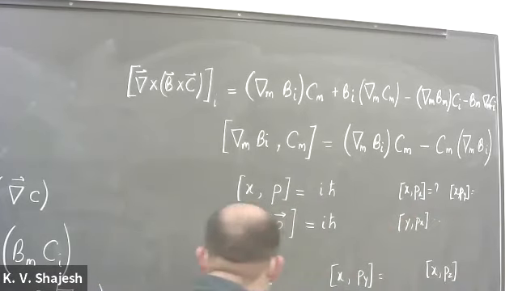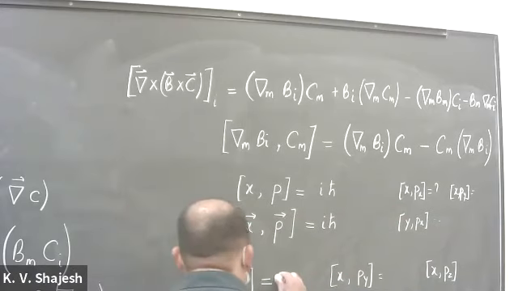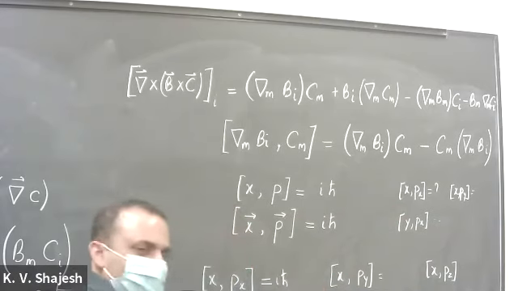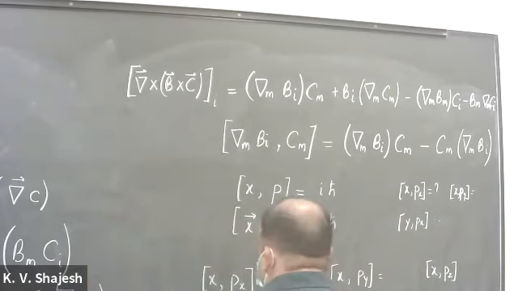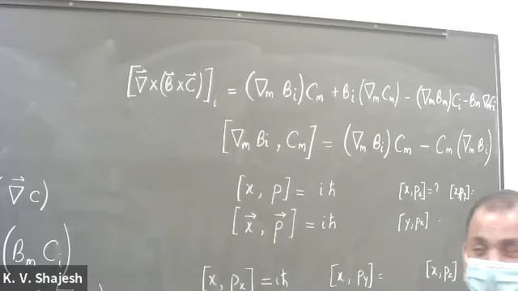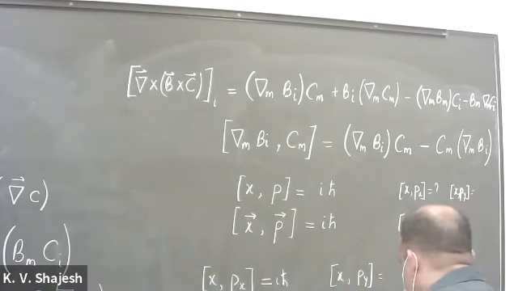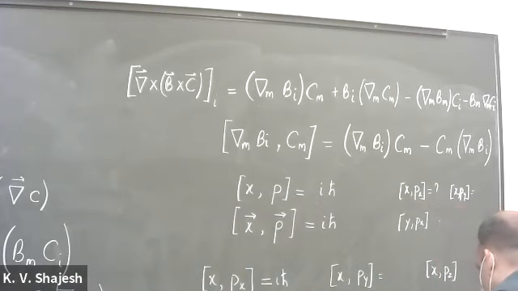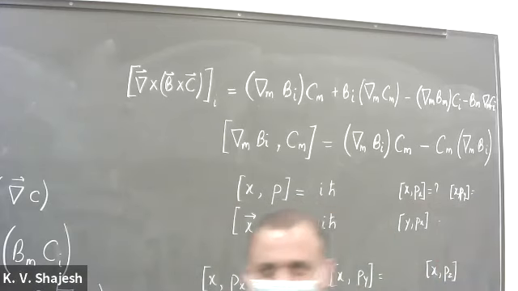How many things do you know? [x, p_x] is iħ, right? That you know, 3 iħ, right? So three iħ bars. So this is iħ, this is also iħ, right? That's because it's one for each dimension.